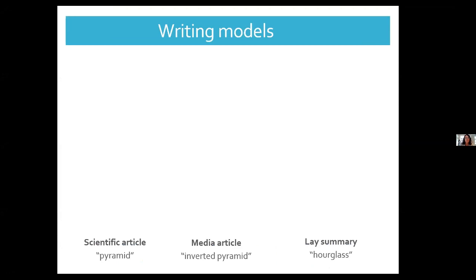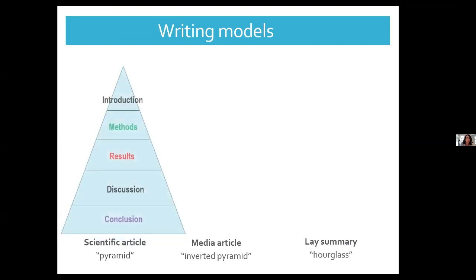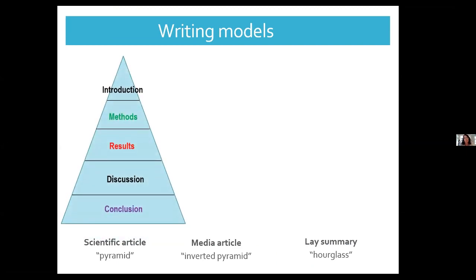I thought I would mention the structures of 3 writing models. The first is the structure of a scientific article. It's in a traditional pyramid form. It begins with the introduction, moves to the methods and results, and then ends with the discussion and conclusion. The most important information about the results and what they mean are left pretty much to the end.